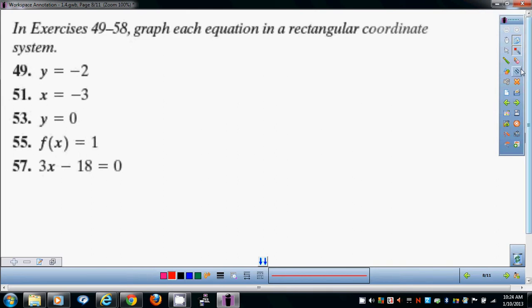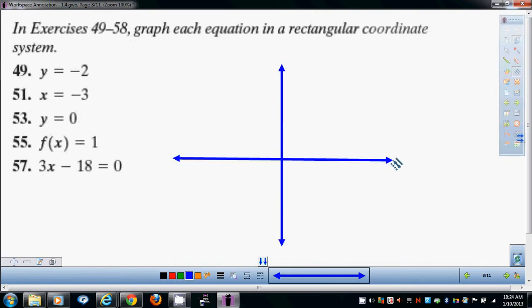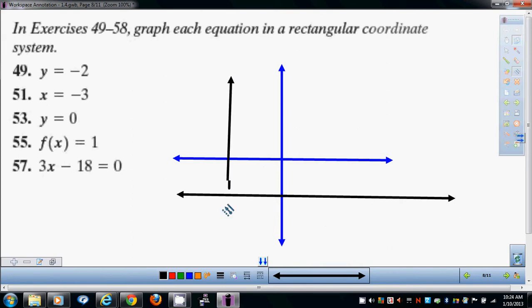You know what? Do graph these, but you can just do them on one little graph. I'm going to graph all of these in like seconds. That's not bragging, just saying. If you do it on one graph. Y equals -2 is right there. I'll draw in my tick marks in a second. X equals -3 is right there. Y equals 0 is going to overlap with my x-axis. Well, it would have if I had done it better.